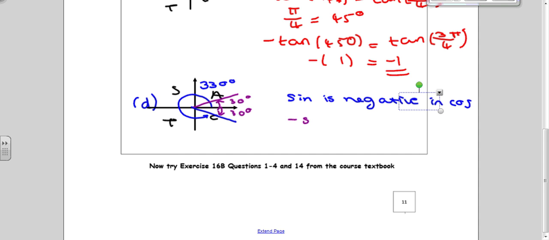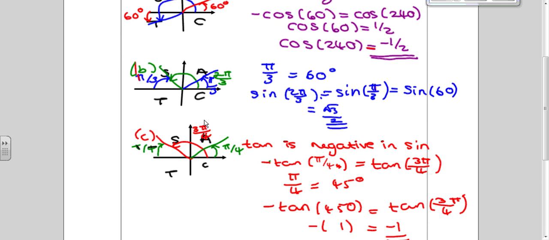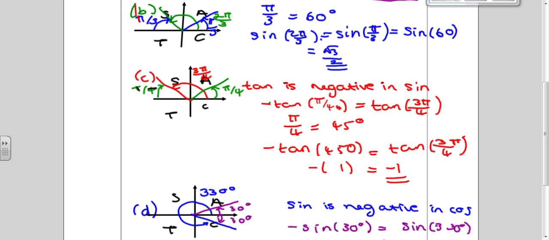so minus sine of 30 degrees will be equal to sine of 330 degrees. And of course, from the previous page, we know that sine of 30 degrees is equal to a half. So this will give us minus a half for our final answer. So as you can see, using the CAST diagram in this case was a lot quicker than drawing out the 4 different graphs for each one of these cases.